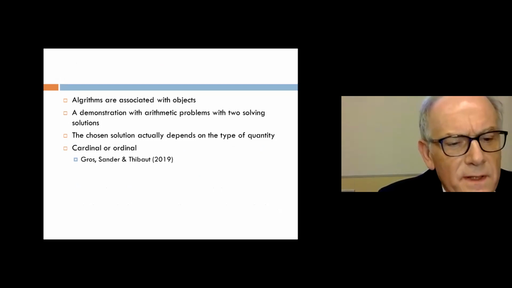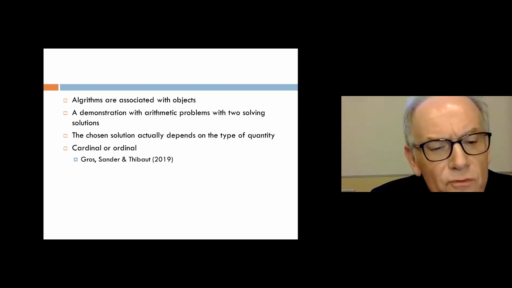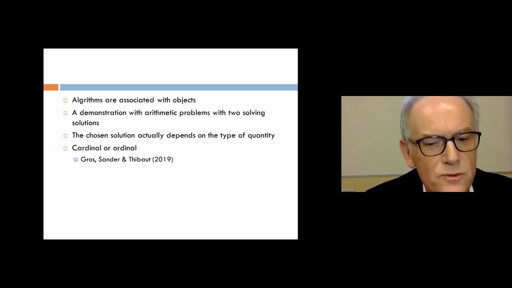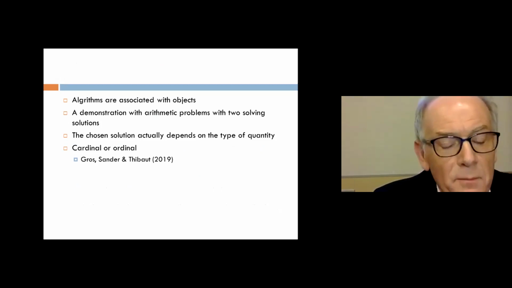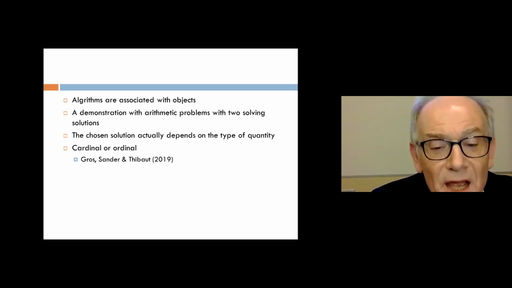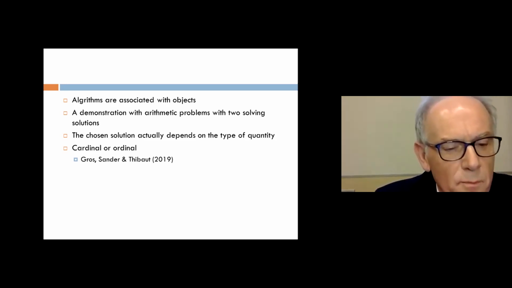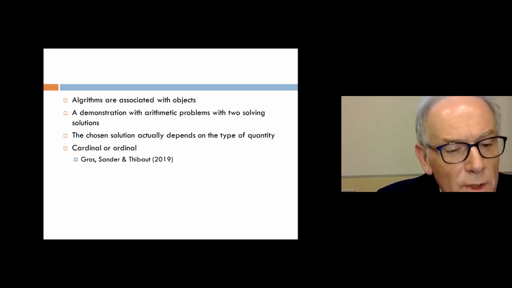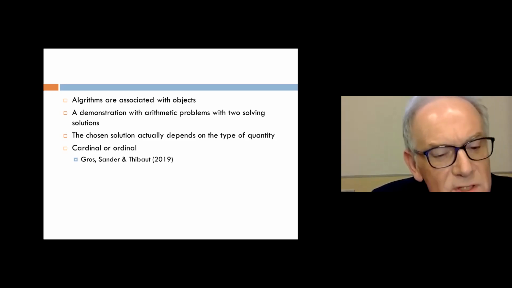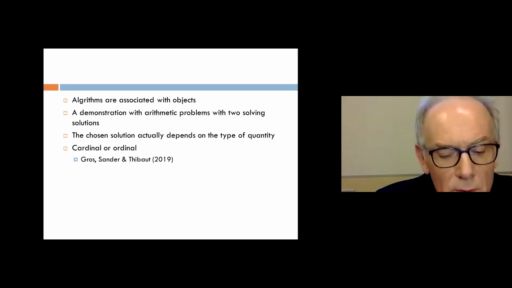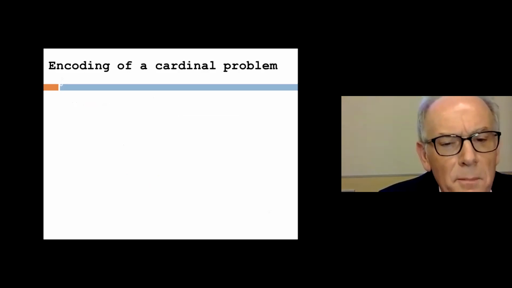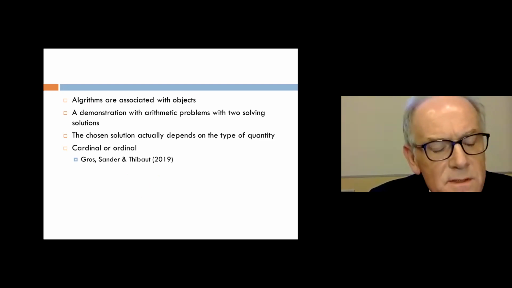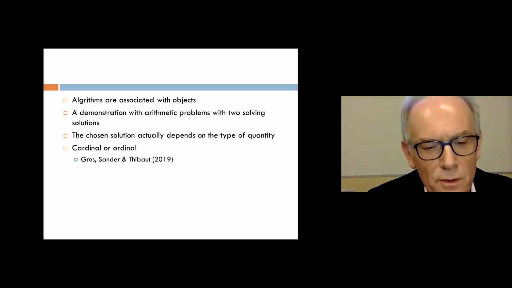So the basic idea is that algorithms are associated with objects, and I'm going to demonstrate it with arithmetic problems which have 2 solutions. So there are 2 different ways to solve them. The other thing that I'm going to demonstrate is that the chosen solution actually depends on the type of quantity. In that research, which has been published with a PhD student, Hippolyte Gros, and a colleague from Geneva, Emmanuel Sander, we started with the distinction between cardinal and ordinal quantities. A cardinal quantity is to be thought of as a combination of subsets, whereas ordinal quantities are more easily thought of on a continuous axis.